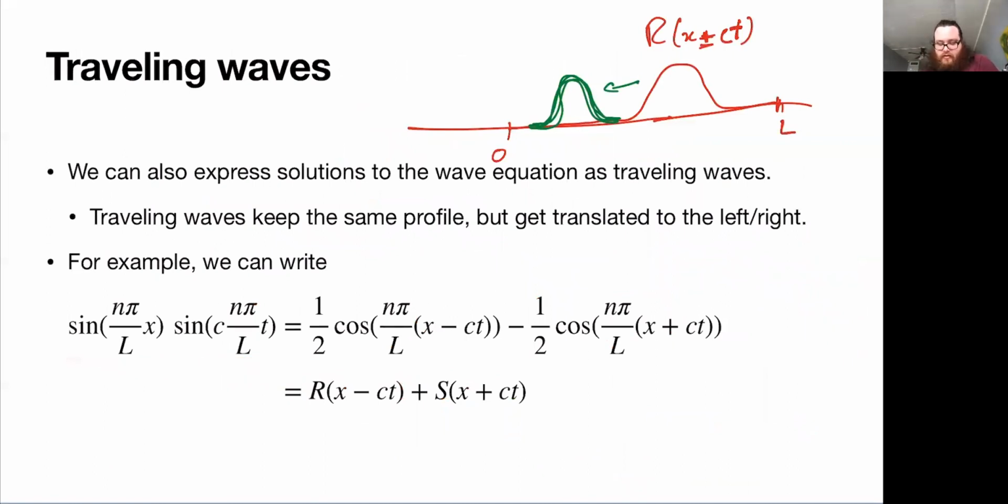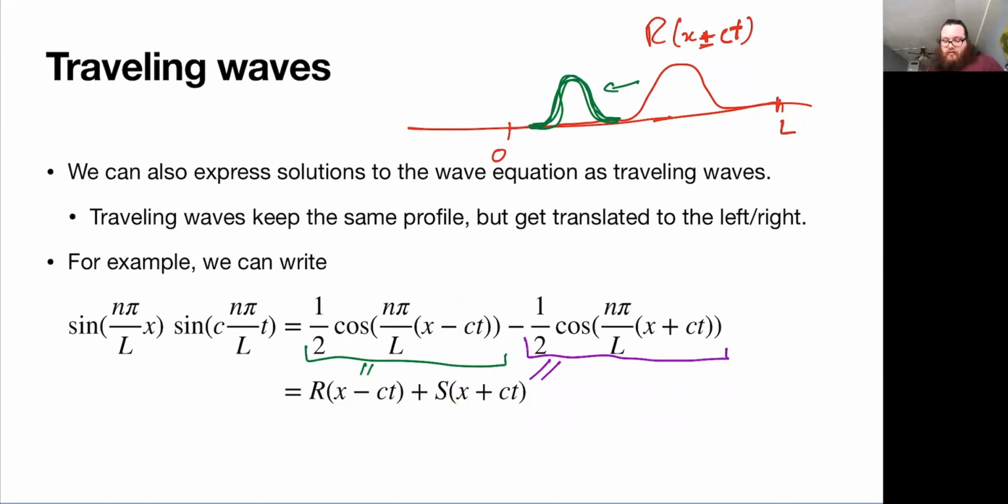And so what we can do is use some other trig identities to write this thing right here as a linear combination of cosine terms, where the arguments of the cosine terms are x plus or minus CT. This whole thing, we're going to call R of x minus CT. So this argument is this argument. This whole thing right here, we're going to call S of x plus CT, because we have x plus CT there and there.